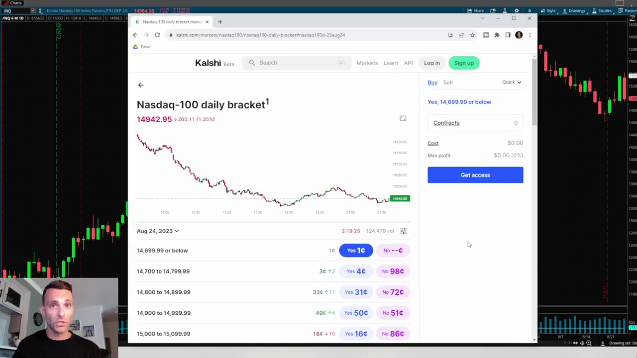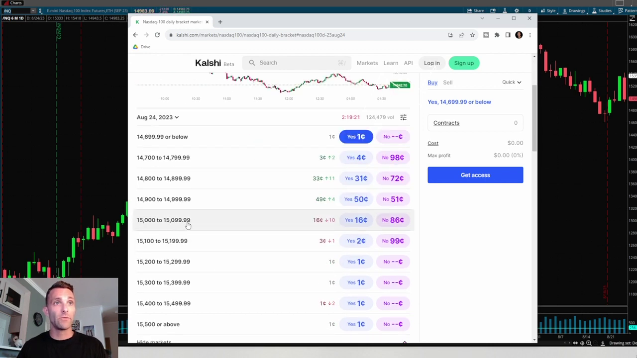And now to structure the trade on the back end of Kalshi, going to the NASDAQ 100 daily brackets. And remember that level that I said at 15,000. So we'd want to look at the 15,000 to the 15,099, or just one above, 15,100 to 15,200, and we would want to trade the yes shares in those upper ranges if we're expecting bullish continuation.